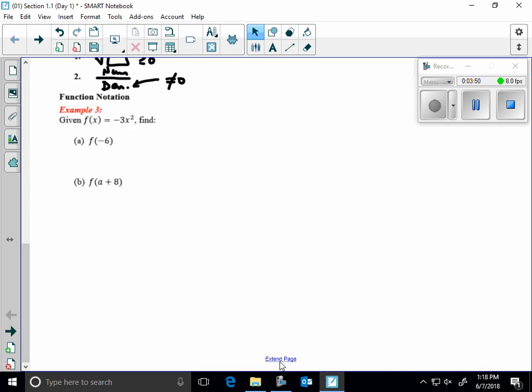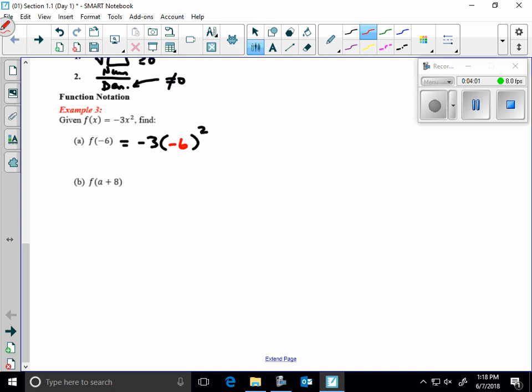All right, so let's move on to example 3. We've got f of x equals -3x squared, so f of -6 would be -3x squared with a -6 as its input. So if I were to simplify this, -6 squared is 36, and -3 times 36 is -108. So f of -6 equals -108.